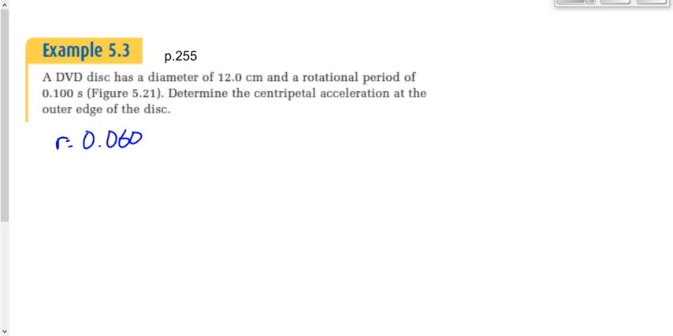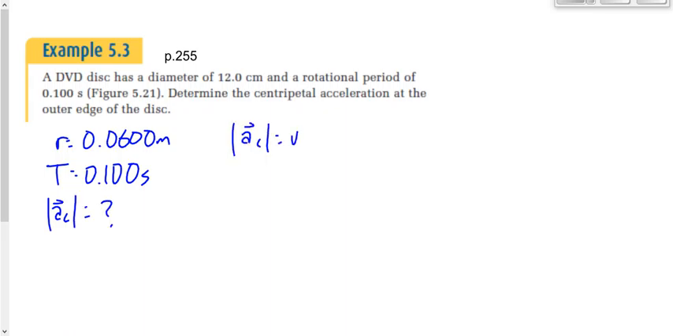0.0600 meters, right? That's the diameter. We have to divide that by 2, and then divide it by 100. The period here, big T, is 0.100 seconds, and we want to find the centripetal acceleration. So A is equal to V squared over R. That's my new equation for centripetal acceleration, but I don't know what V is, so I have to find that.